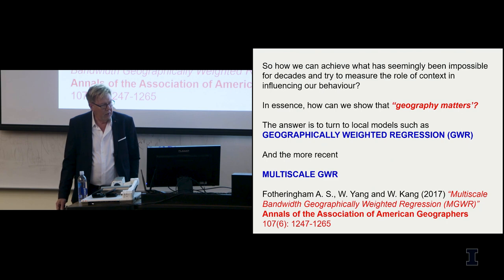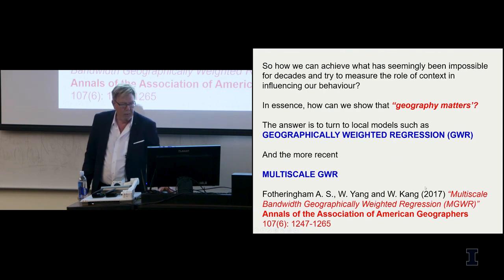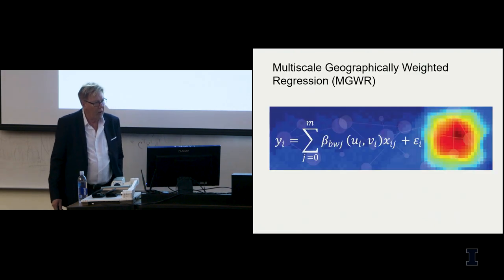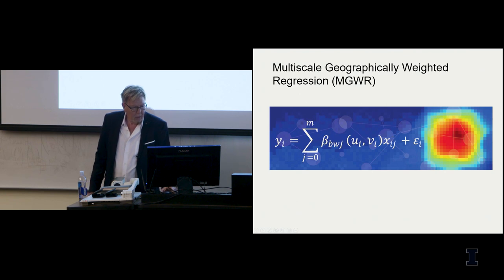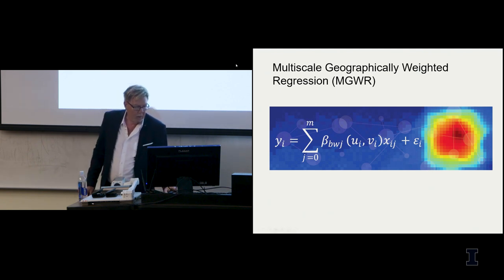And the answer to this is to turn to local models such as geographically weighted regression, and the one I'm going to use is the more recent version, multi-scale GWR, described in a paper in 2017 in the Annals. Multi-scale geographically weighted regression allows the parameters in our model to vary over space. So u_i, v_i are the coordinates of a location. The parameters vary over space, but this bandwidth here also varies across the covariates. So we're able to get a measure of scale for each of the processes independently in our model. This bandwidth tells us about the distance decay effect. It tells us how local or how regional or how global the processes are. And with multi-scale GWR, we get a measure of this from the calibration.